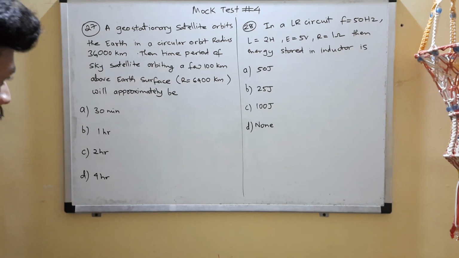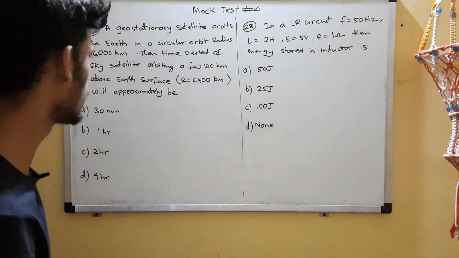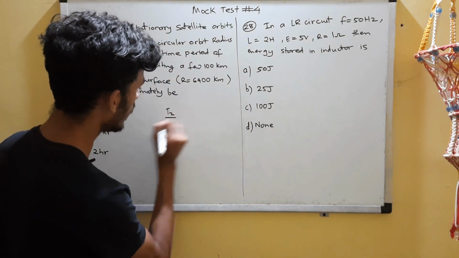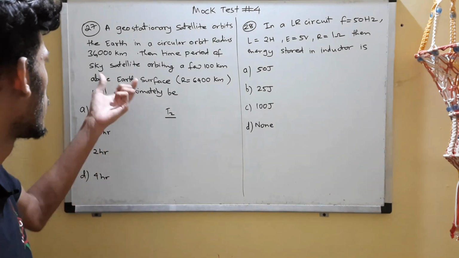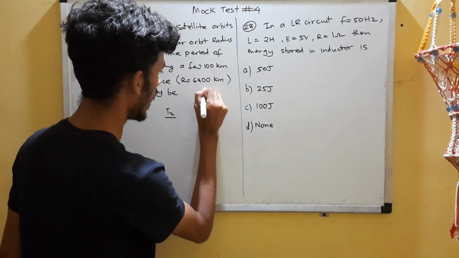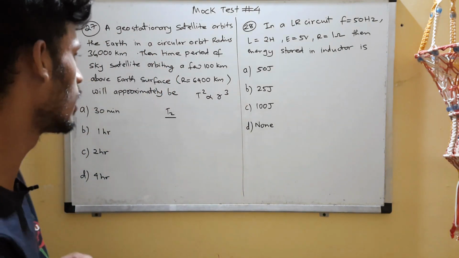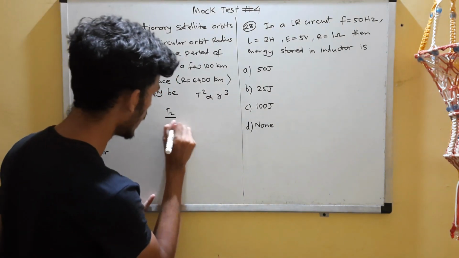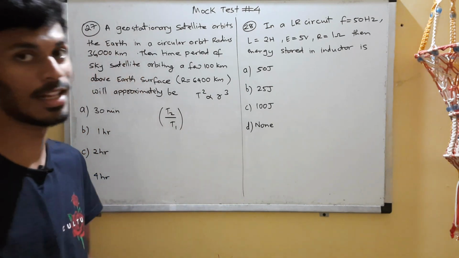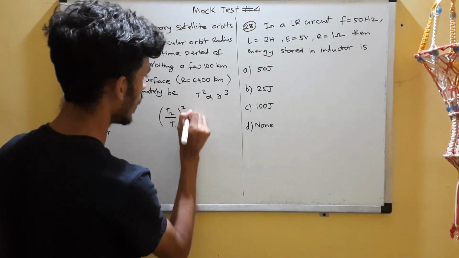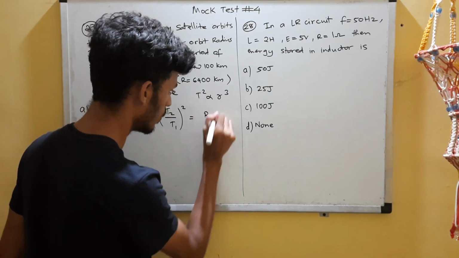So basically here you are supposed to use Kepler's law. So we'll say T2 by T1. T2 is the time period of your sky satellite. Basically your time period square is directly proportional to radius cube, right? This is according to Kepler's law. So T2 is the time period of the sky satellite divided by the time period of the geostationary satellite, 24 hours. That squared is equal to R2 by R1 the whole cube.